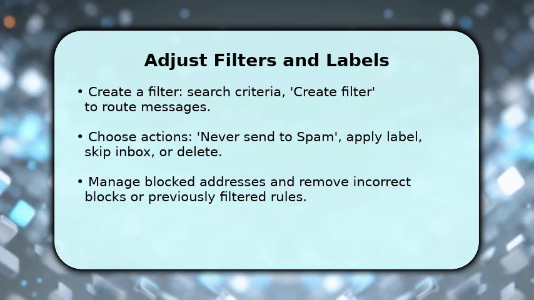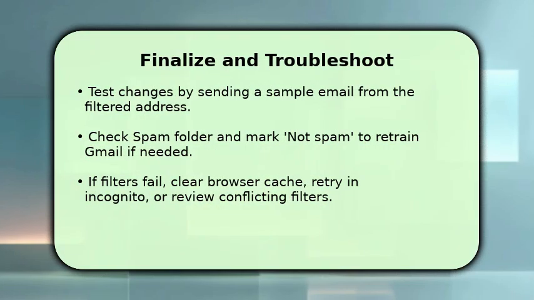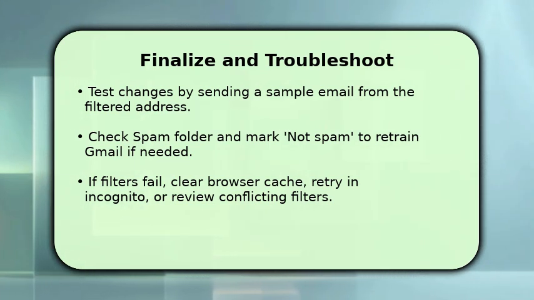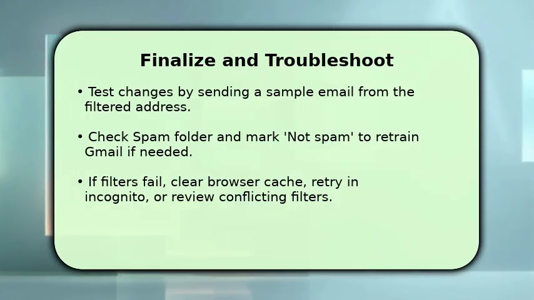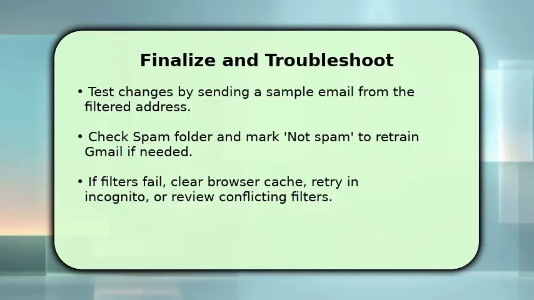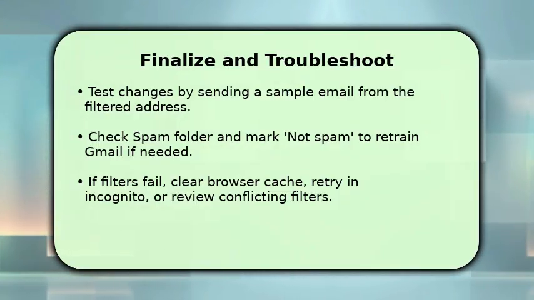Send a message from the address you configured and watch where it lands. If it still goes to spam, open the spam folder and mark the message not spam. This trains Gmail over time. Make sure no conflicting filters are overriding your rule. Order and specificity matter. If problems persist, clear your browser cache or try incognito to rule out extension interference, and then recheck filter criteria so they match exactly what you expect.